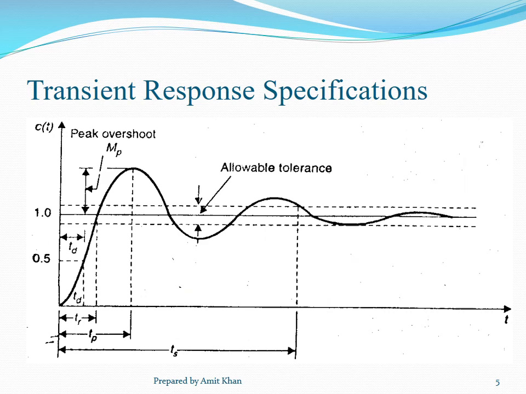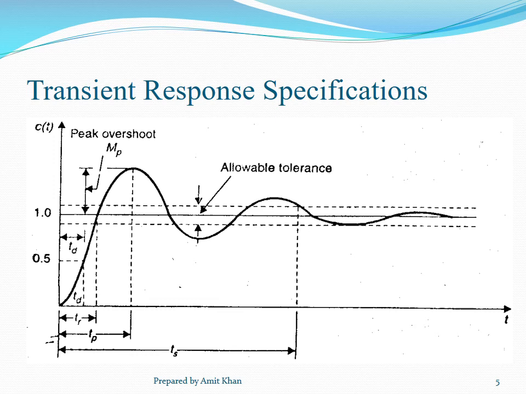Now in this diagram you can see the transient response specifications. It is nothing but the time domain representation. Here we can see the transient response and the steady state response. So when the system starts oscillating and then it goes to the steady state response.